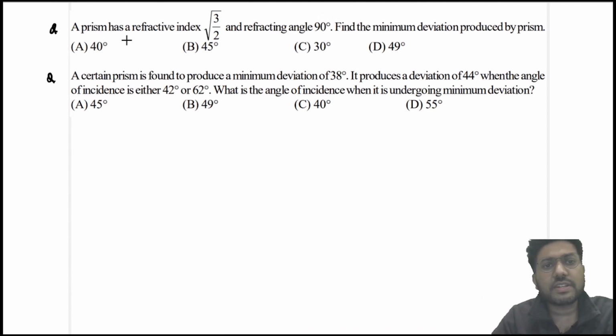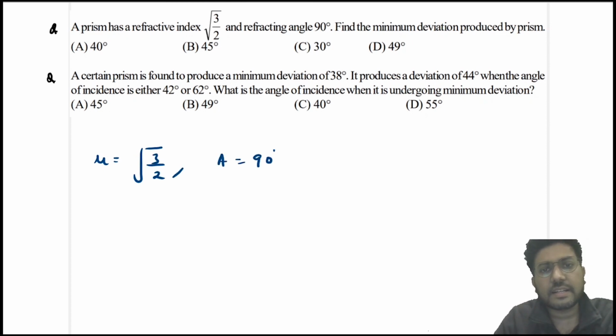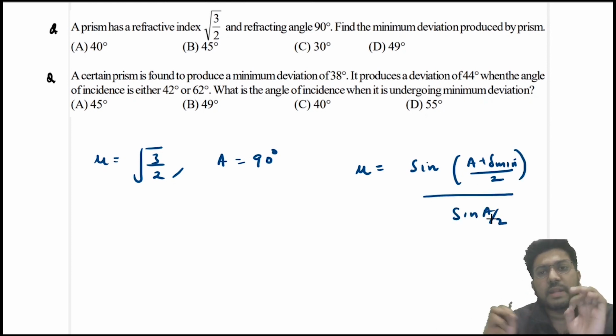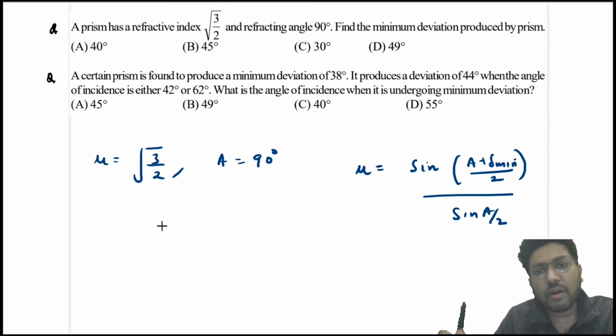Now in this question it is given that a prism refractive index is given to you as √3/2 and the refracting angle is 90 degree, that is the angle of prism is 90 degree. Then find the minimum deviation produced. So you know that the minimum deviation produced is given by this relation, mu is equal to sine of (A plus delta min) by 2 divided by sine A by 2. Even if you don't know this relation, you know that in case of minimum deviation i is equal to e and r is equal to A by 2, use the Snell's law in any of the surface, you will get the value of mu. So you can also use the formula if you know.